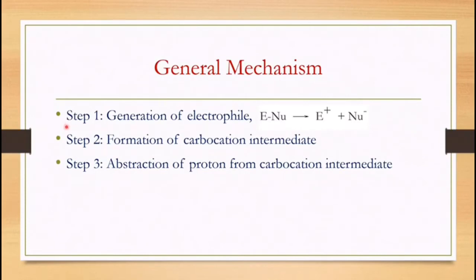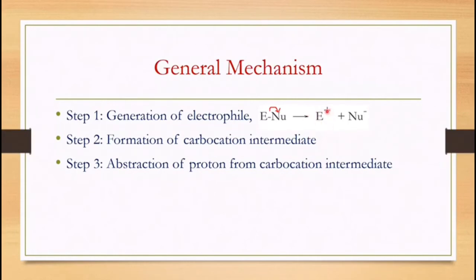Actually the reaction takes place in 3 steps. Step 1 is the generation of electrophile. So this is our reagent, for the production of electrophile. That will have one nucleophilic part and one electrophilic part. The nucleophilic part will be more electronegative, so that will take the electrons from this bond. So the electrons will be shifted towards the nucleophile, and that will form E plus and Nu minus. So this one is the electrophile.